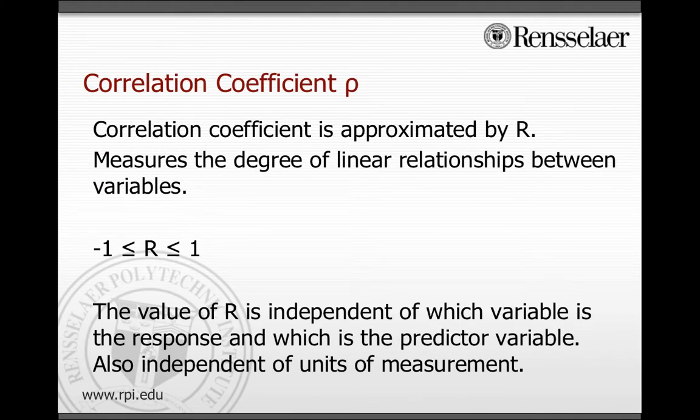So the goodness of fit of a linear relationship is measured by the correlation coefficient rho, and this is approximated by R. It measures the degree of linear relationship between variables, and it's always between -1 and +1, where the closer the absolute value of R is to 1, the stronger the linear relationship. 0 means there's absolutely no correlation and no relationship.